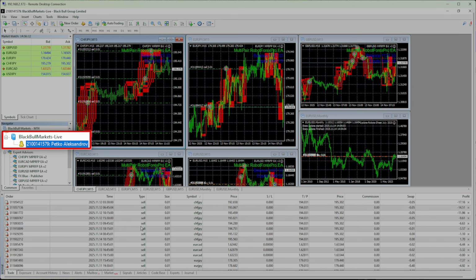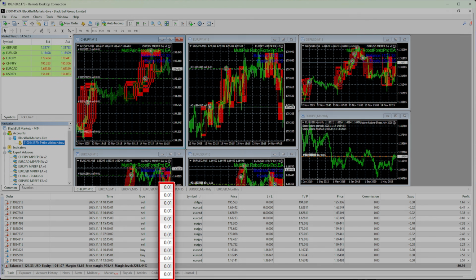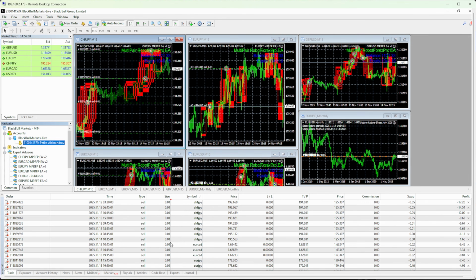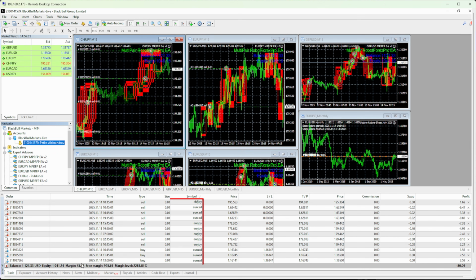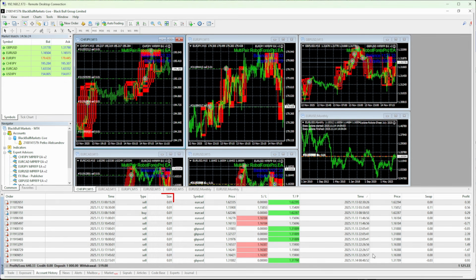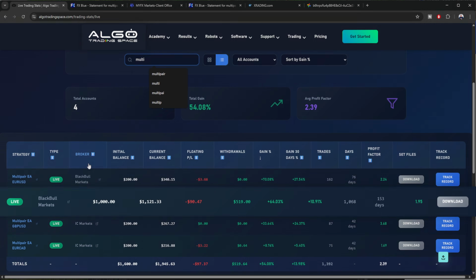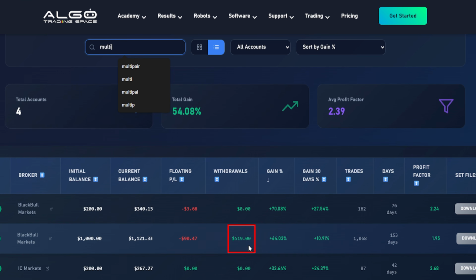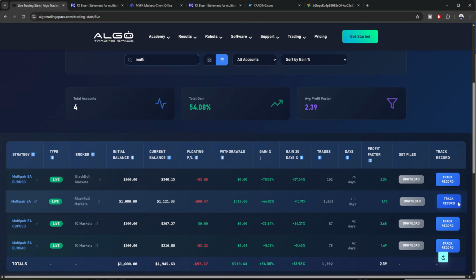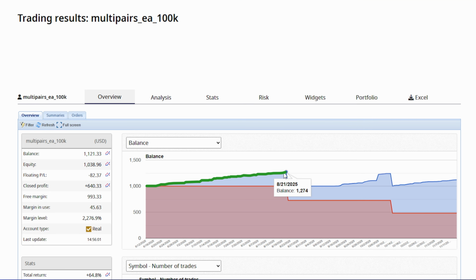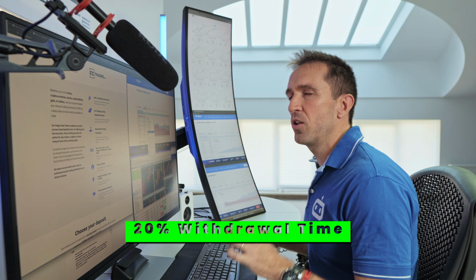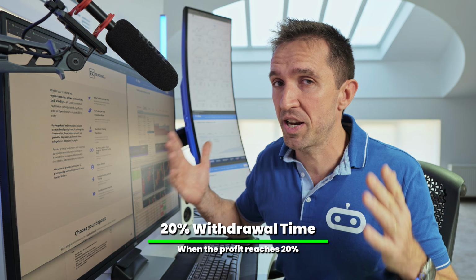So this is a live account where I'm trading the multipair, and it's trading just with 0.01 for all the currency pairs, right? You can see the open trades, you can see the history. If I show you the track record, you will see right in here, I've already requested actually $500 of a withdrawal from this live account. And you will see a very steady growth. Actually, one time we requested $274, the next time $242, and now we are going again towards the 20% withdrawal time, as I call it, because every time a live account reaches 20%, I withdraw the profits.